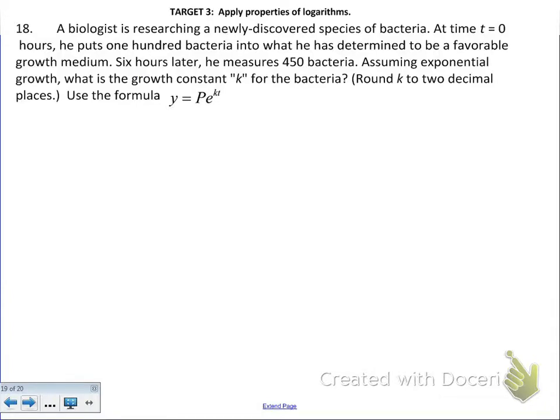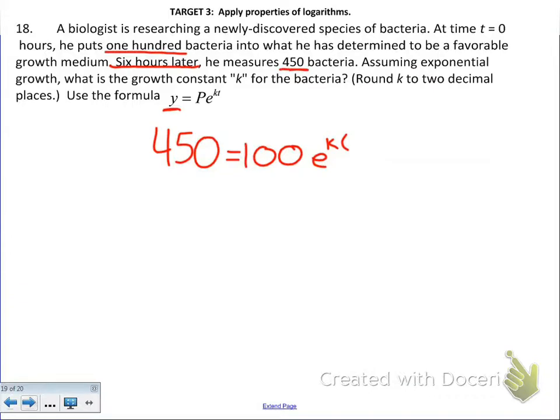So our y is our ending amount. Our ending amount in this case is 450. So that's going to go in for the y. Our P means the same thing it does for those compound interest problems we did at the beginning. It's our principal, our starting amount. So how many bacteria did we start with? There it is, 100 bacteria. So that is our P. And then we have e. We don't know our k. And our time in this case is 6 hours because 6 hours later.